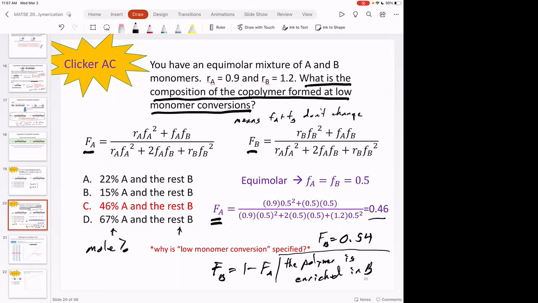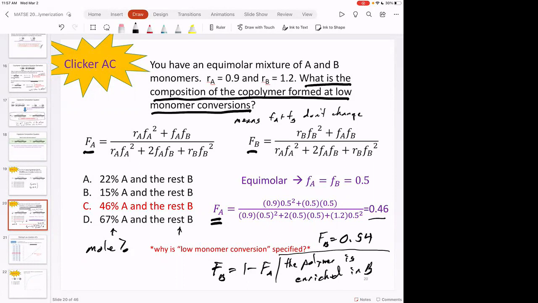Okay, RB means what's happening with the B active center. It wants to add B because RB is greater than 1. RA, what's happening with the A active center? Oh, the A active center actually wants to add B too. And if that's the case, if they both prefer to add B, there's going to be more B in the copolymer than what's in the monomer mixture on a relative basis. That is a big concept, and that's going to take a little bit of thinking in order to square that up. So I suggest you study that and think about it. Any questions or comments? All right, a few more slides.